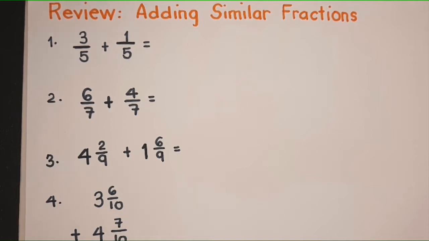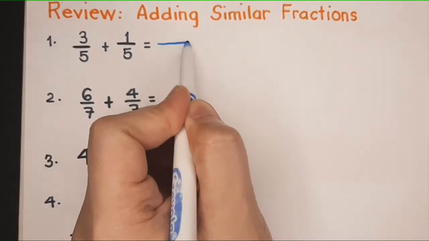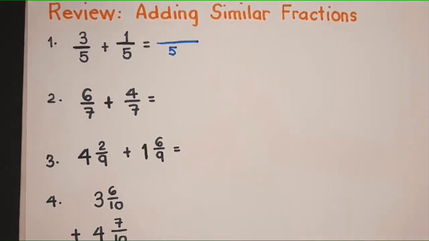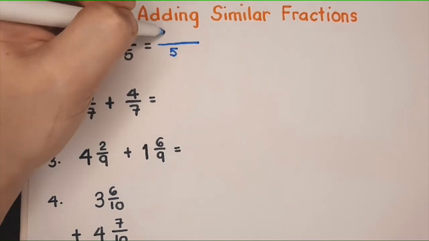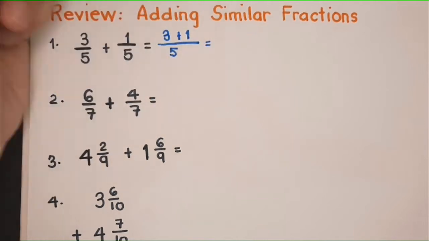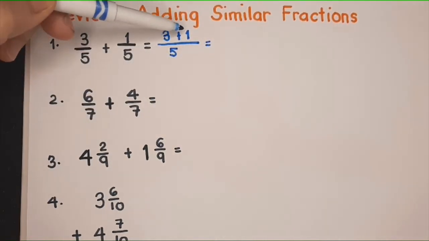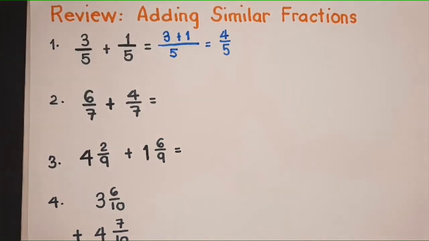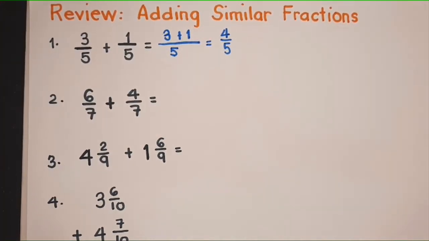Sige nga, how do we do that? Diba? Ang gagawin lang natin, we copy the same denominator, right? And then what do we do with the numerators? We simply add. It's like this, 3 plus 1. And then we have our answer, right? 3 plus 1, it's 4. So we have 4 over 5. Just like that.